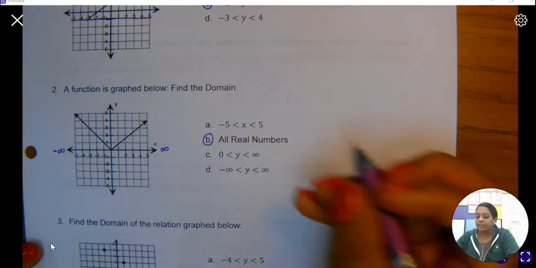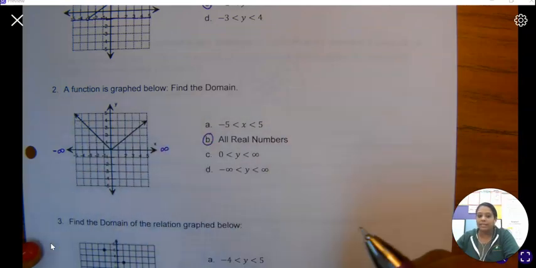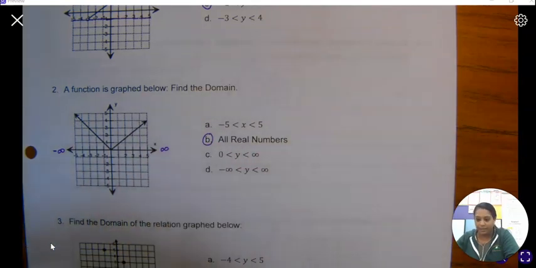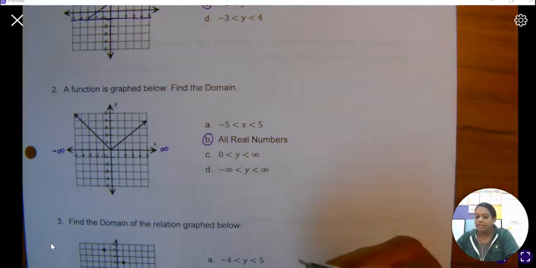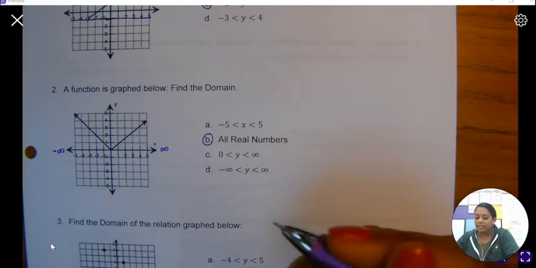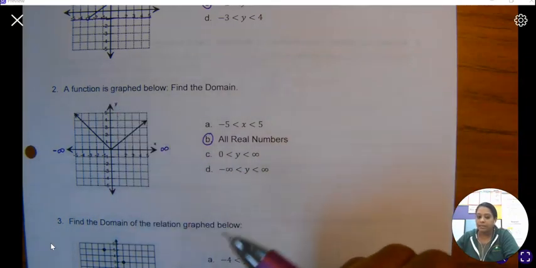Okay, so again, for all real numbers on the domain, you'll see the arrow on the left side and the right side, meaning from -infinity to +infinity. Okay, if it asks for the range, then that's a different thing. You will see an arrow in the bottom and the top of the graph if it's all real numbers.